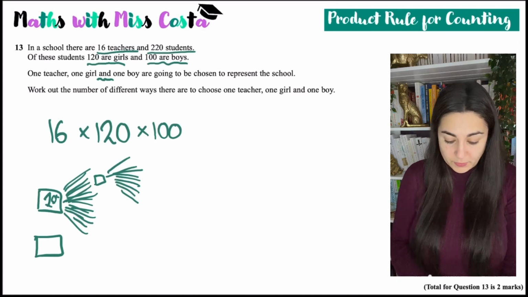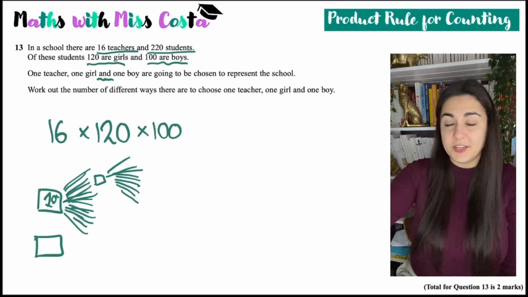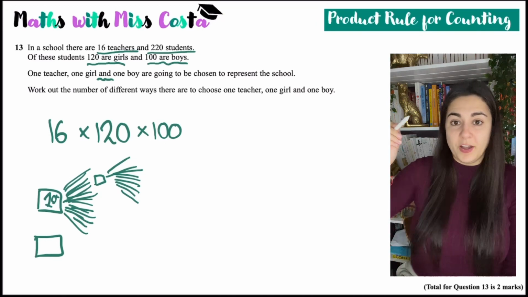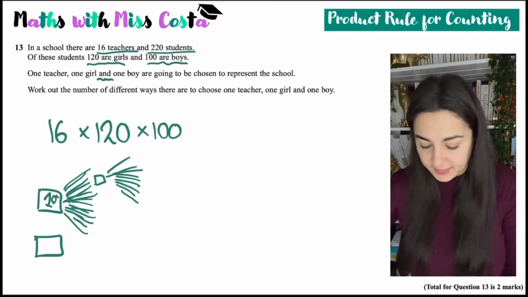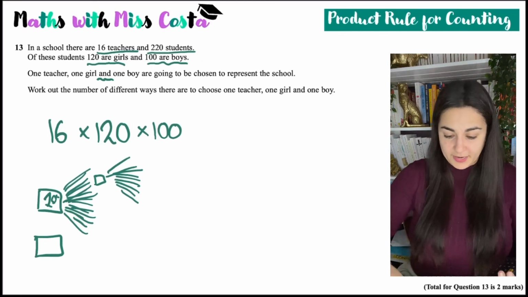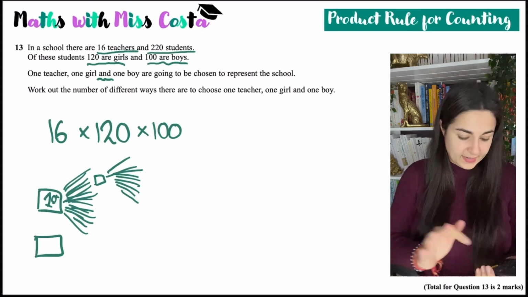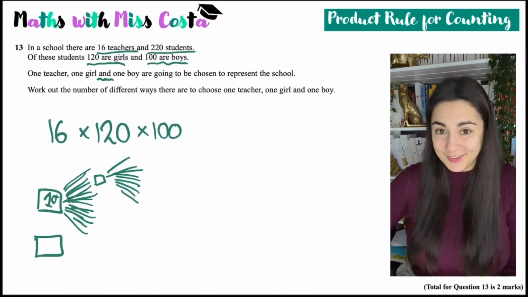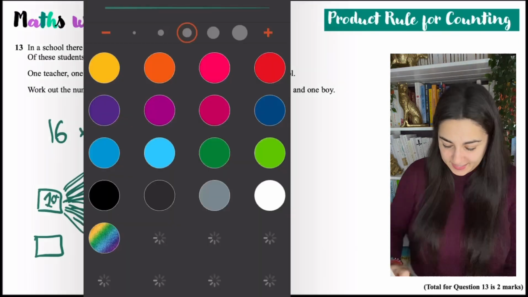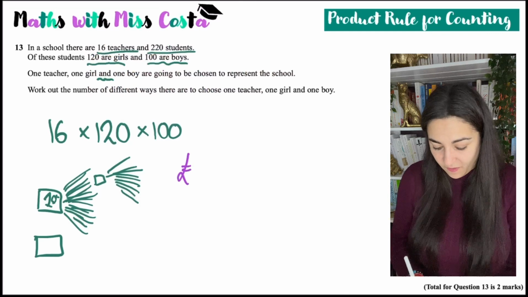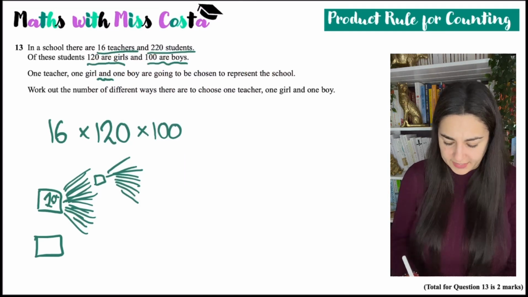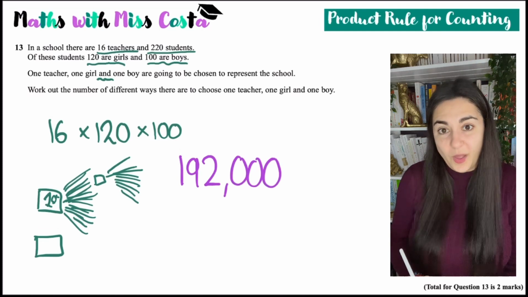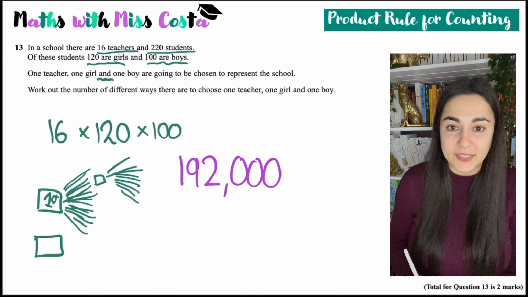If we multiply 16 by 120, we're essentially saying teacher 1, teacher 2, teacher 3, teacher 4, teacher 5, up to 16 is combined with 120 of the girls. So all we do in this case is multiply. We've got 16 times 120 times 100, which is 192,000. I don't know why I wrote a money sign. I imagine there aren't many people that would like to sit here working out 192,000 possible combinations.